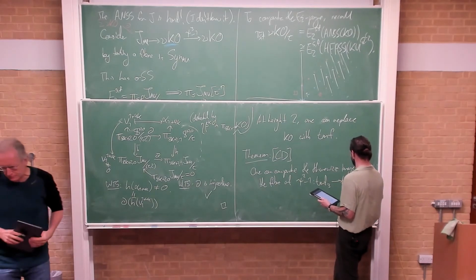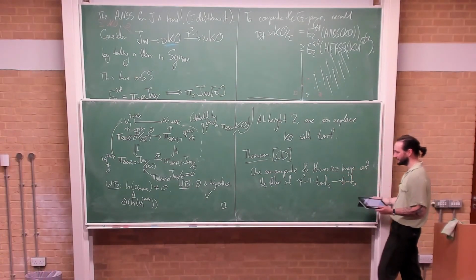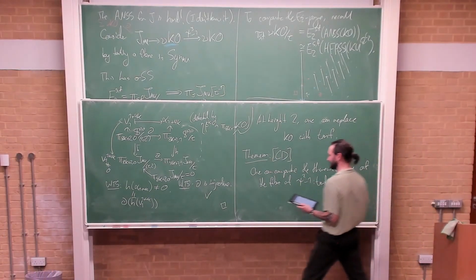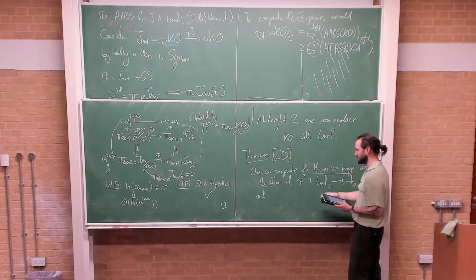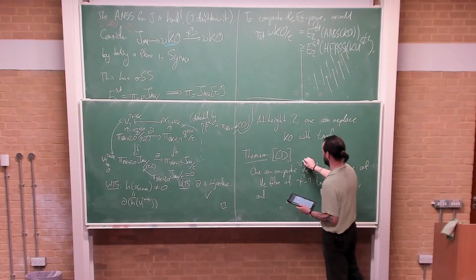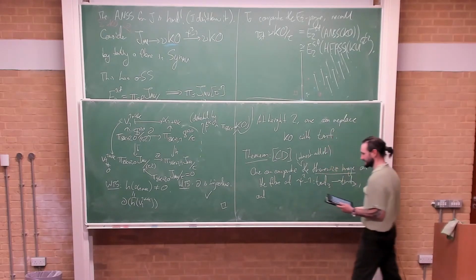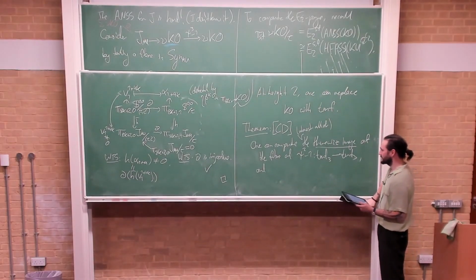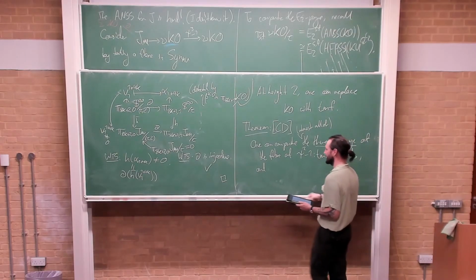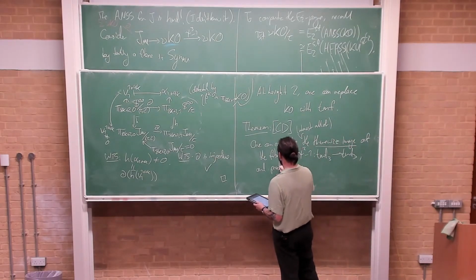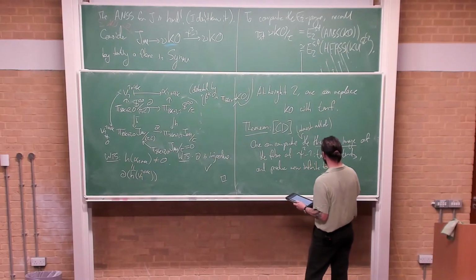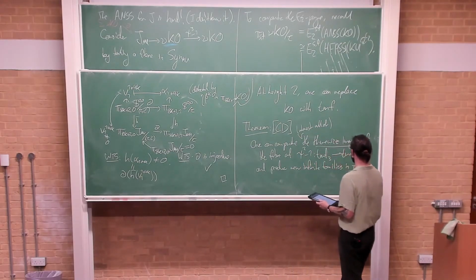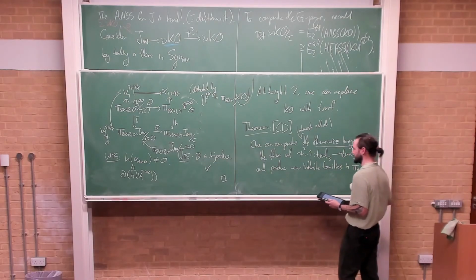from TMF, and now we're working at the prime 3, so I've changed my Adams operation. Not only can you compute the Hurewicz image of this fiber, or at least can compute almost all of, there's a slight discrepancy. So we can compute all of the Hurewicz image of this fiber and produce new infinite families in the stable homotopy groups of spheres at the prime 3.